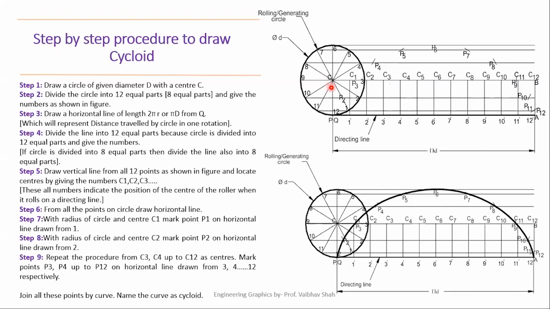After drawing this circle, we'll be either dividing this circle into 12 equal parts, or we can also divide the circle into 8 equal parts. So let's say in our case, we have divided this circle into 12 equal parts. So you will be using a 30 degree, 60 degree set square to divide this circle into 12 equal parts. Now, after dividing this circle, we'll start numbering from this point P, which will be your initial point.